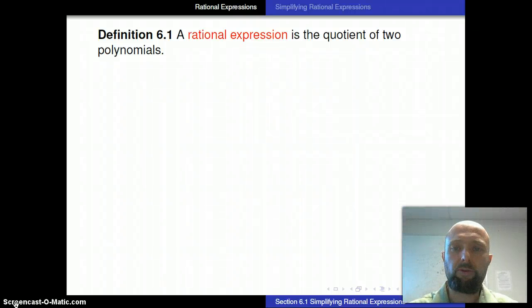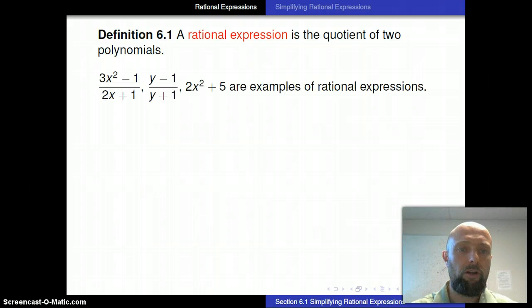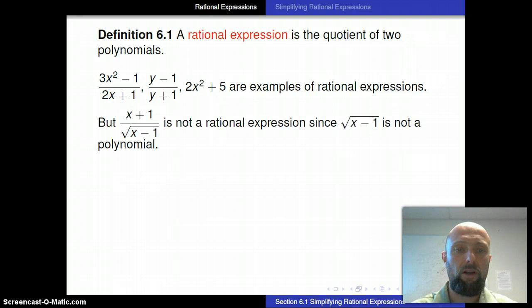A rational expression is the quotient of two polynomials. (3x squared minus 1)/(2x plus 1), (y minus 1)/(y plus 1), and 2x squared plus 5 are examples of rational expressions. But (x plus 1)/(square root of x minus 1) is not a rational expression, since the square root of x minus 1 is not a polynomial.